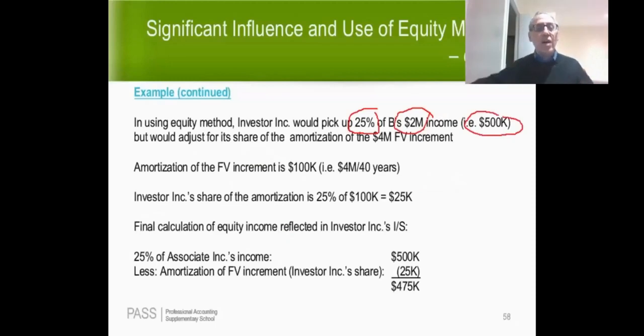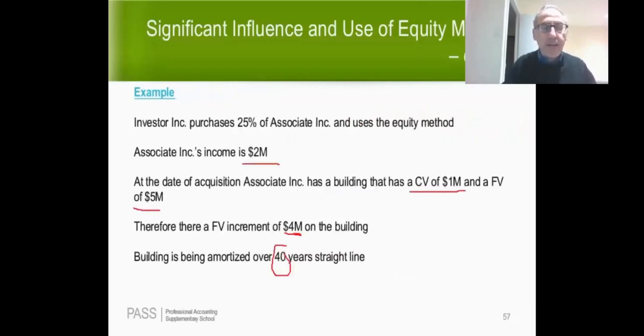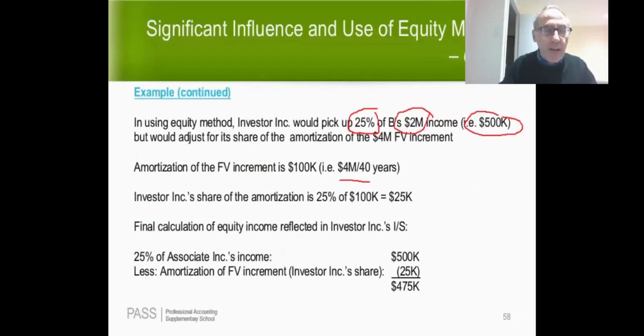Just like if we were consolidating, we would have to take amortization on the fair value increment. We would have to do the same thing when we use the equity method. The fair value increment was $4 million, the difference between $1 million and $5 million. The building has a fair value increment of $4 million and it's being amortized over 40 years. So amortization of the fair value increment would be $100,000. Now remember, the investor only owns a 25% share in the investee. So the investor's share of the amortization of the fair value increment is 25% of 100K, which is 25K.